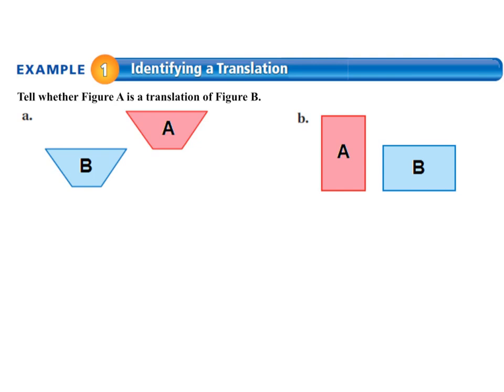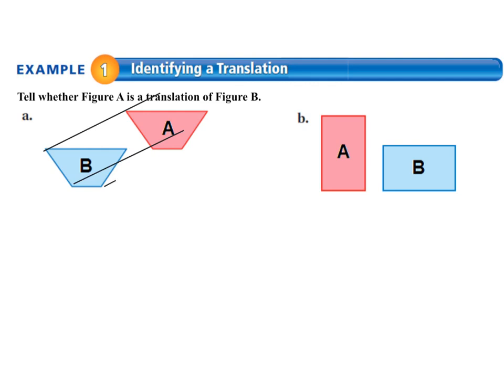So in example 1, we're identifying what a translation looks like, and we're trying to tell whether figure A is a translation of figure B. That means that figure B is where we start and figure A is where it moves to. To tell if something's a translation, you need to just see if it's slid and not turned at all. You can also think of it that if you made a line between the two figures from a vertex to another vertex, those lines would all be parallel if it is a translation.